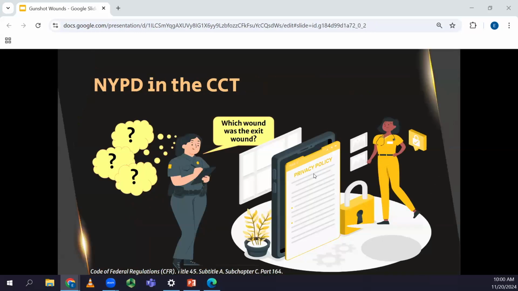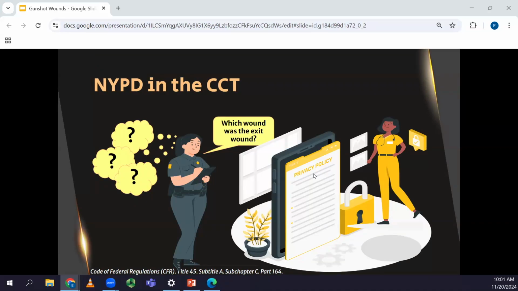So now let's talk a little bit about NYPD and CCT. When law enforcement comes, you're basically done in the trauma bay and now you're trying to write your notes or put in your orders. And then you have NYPD coming in. Oh, doc, do you know which wound was the exit wound? How far was the gun from the victim? Can you describe the injuries? Does it make sense? Is the patient lying?